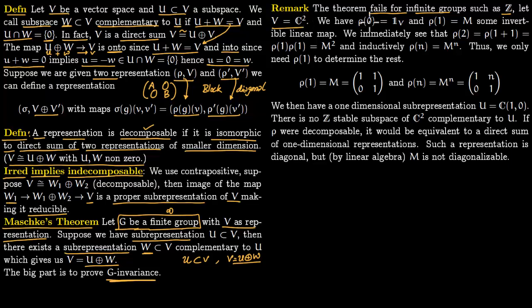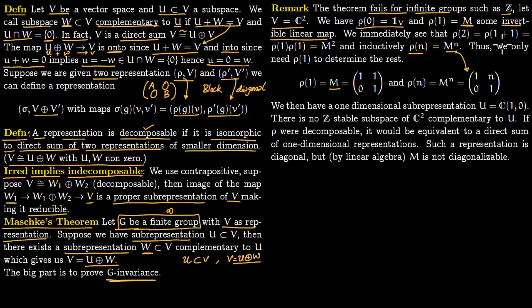So we can say rho of 0 is obviously the identity matrix, and rho of 1 is some matrix M. We are writing this matrix M like this, and this is an invertible linear map. So we immediately see what rho of 2 is. This is rho of 1 plus 1, which has to be rho of 1 times rho of 1, so M squared. And inductively rho of n is M to the n. You can keep on multiplying the matrices and you will get something like this.